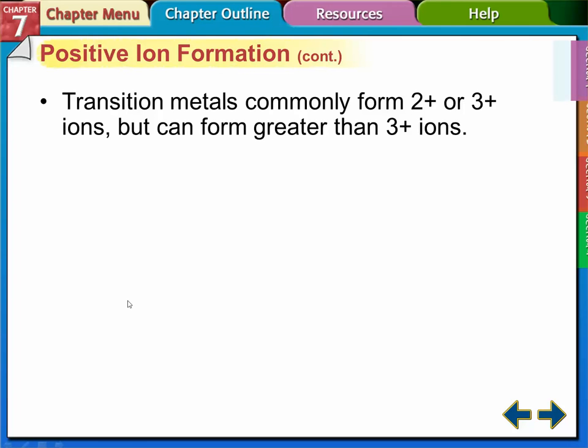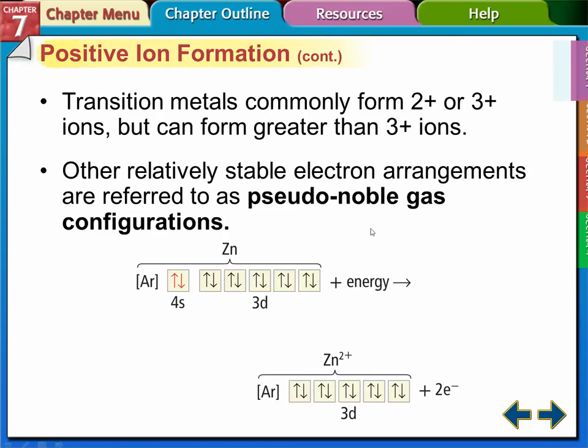Transition metals, these are the group D elements, between groups 3 through 12. They usually lose 2 or 3 electrons to form positive ions. But sometimes, depending on the electron configuration, they can even lose more.